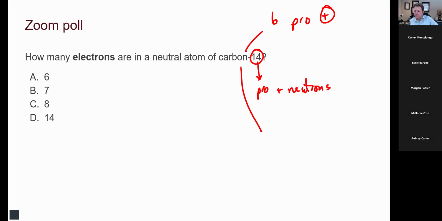So I got a private message that says, when you say carbon 14, I'm so confused. Where are we getting 14 from? That would be provided in the question, just as it's provided right here.